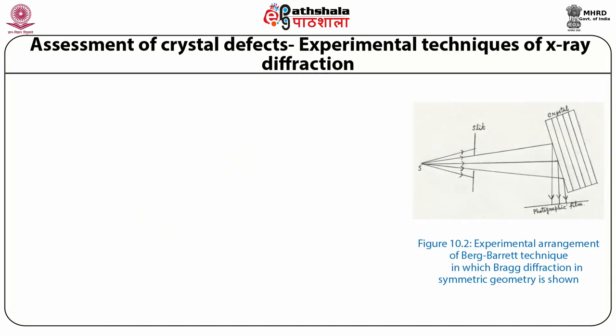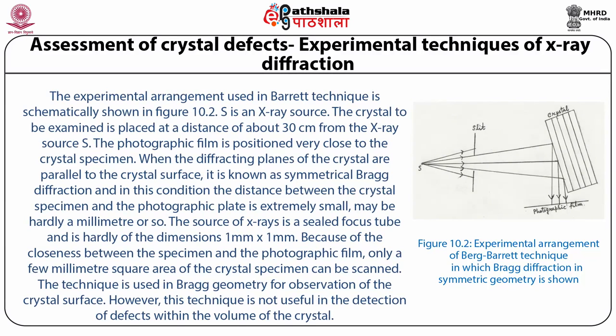The brilliance is defined as X-ray output per unit area, which is required to be kept as high as possible. Figure 10.2 is an experimental arrangement of the Burke-Barrett technique in which Bragg diffraction in symmetric geometry is shown. S is an X-ray source. The crystal to be examined is placed at a distance of about 30 centimeters from the X-ray source S. The photographic film is positioned very close to the crystal specimen.